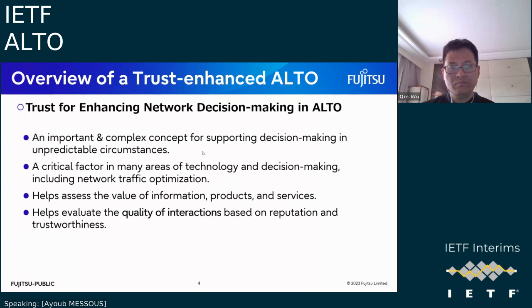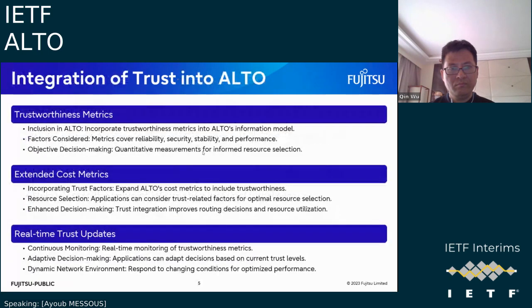It is also considered a critical factor in many areas, including network traffic optimization. On the other hand, trust can help assess the value of information, products, entities, and services in the network. Finally, trust can help evaluate the quality of different interactions based on reputation and trustworthiness.